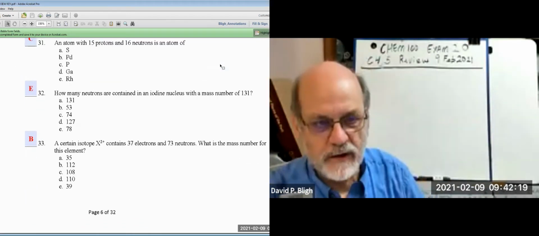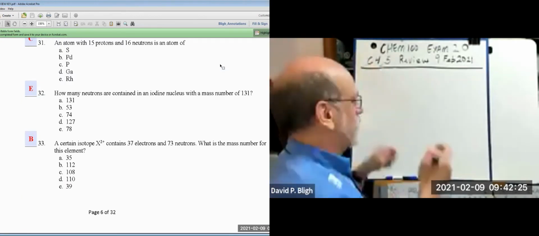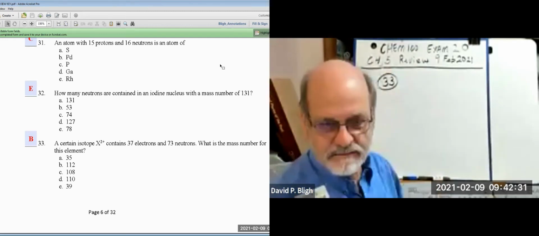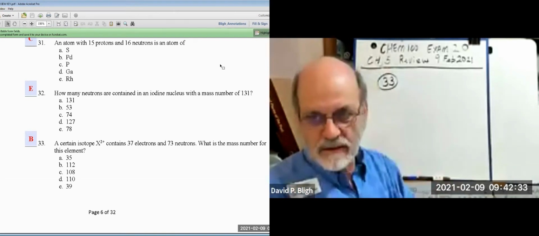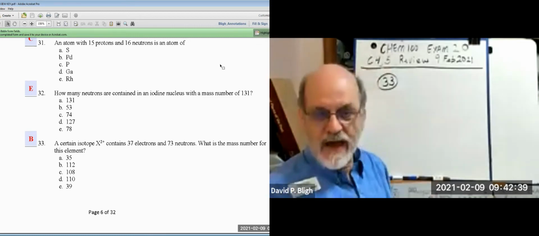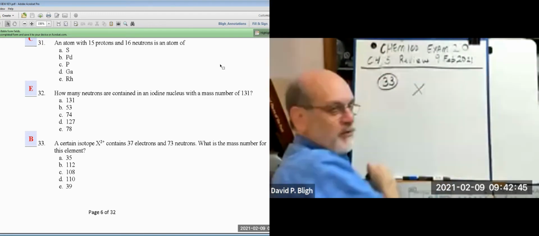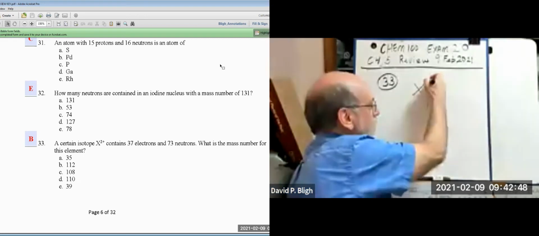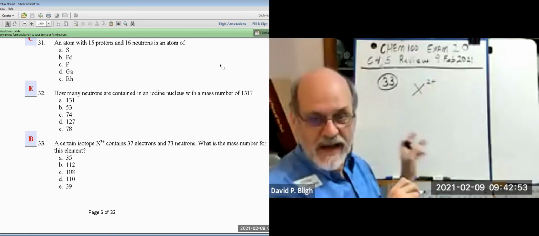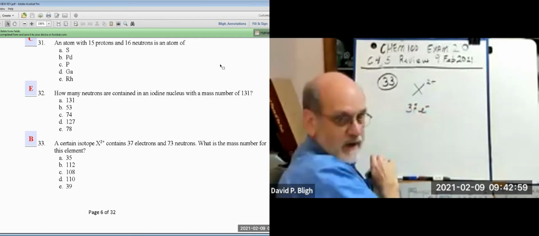Okay, let's skip down to 33. Okay, this is going to require a little detective work. So let's extract information from this problem and put it up on the board in a different format. Okay, we have a certain isotope that's our placeholder symbol, X, and it has a charge on it. So it's an ion of the element. This ion has 37 electrons and 73 neutrons.